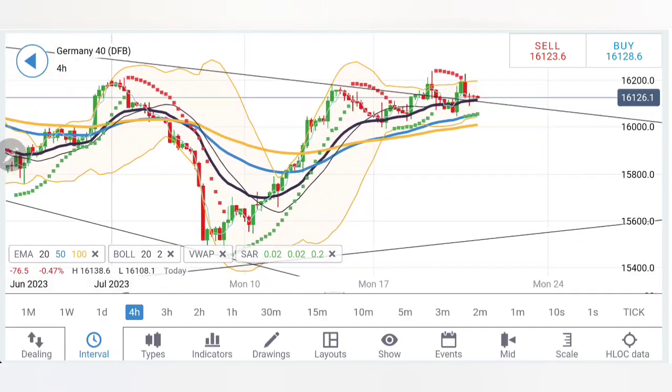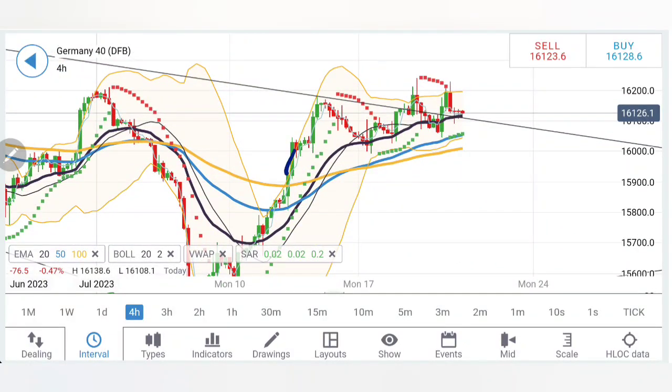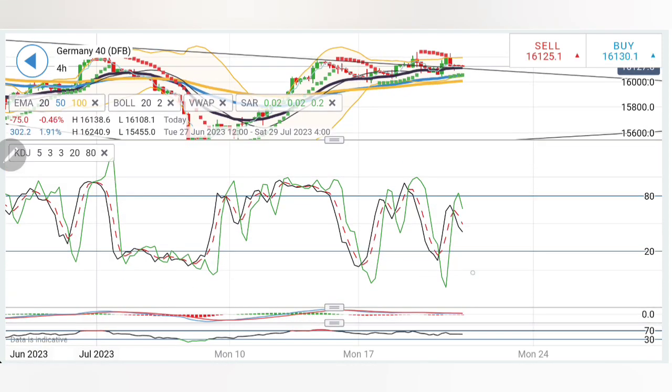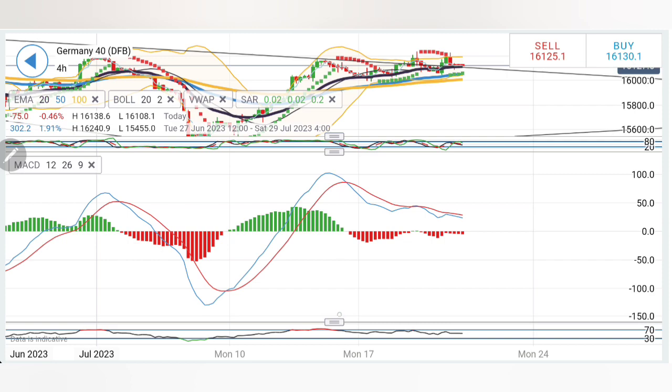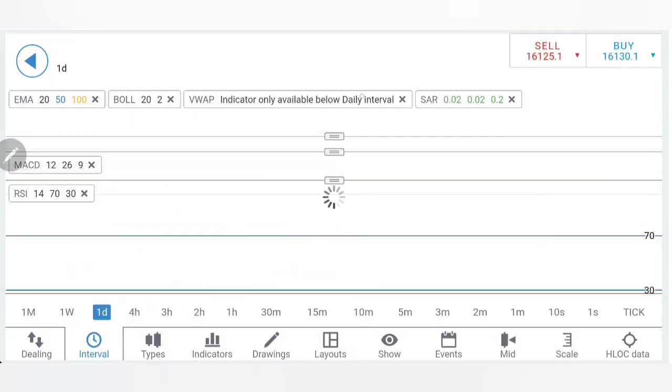Coming to the 4-hour charts, a classical pattern here: rise, retracement, rise, retracement, rise, retracement, rise, retracement. Higher lows are seen, and that is why I say wait for it to break below 16,000 where the bears will enter. Stochastic has dropped, MACD divergent and bearish. RSI is also trading comfortable.